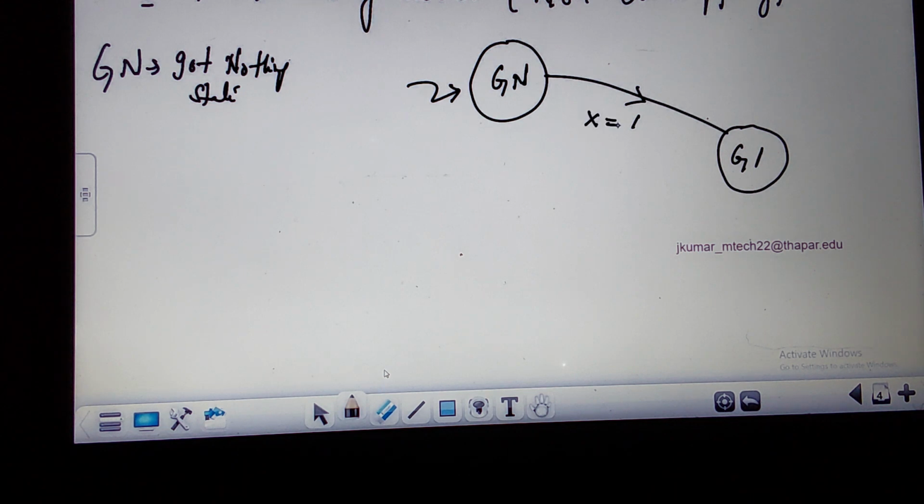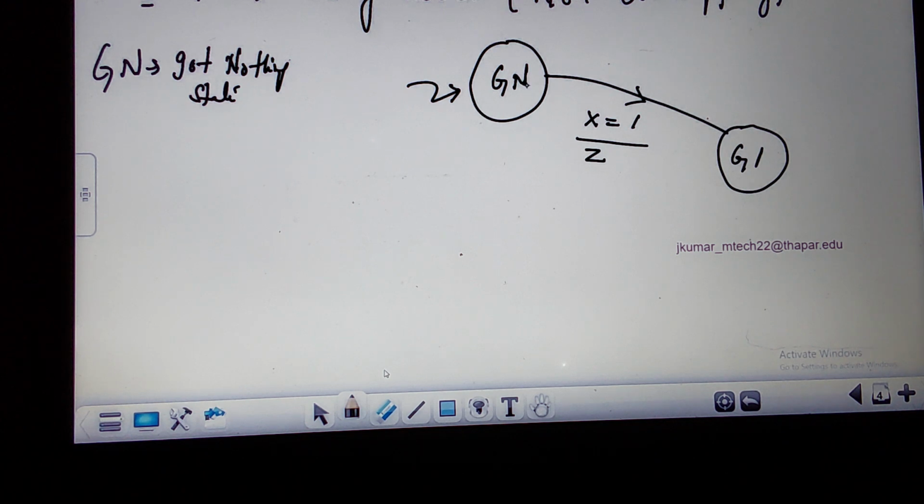X is the input. The Mealy model output is depending upon what? Present state and the input. So I can write that Z is the output. Output is depending upon the present state, and this is my present state. This is nothing but the input. X is equal to 1 means the input.